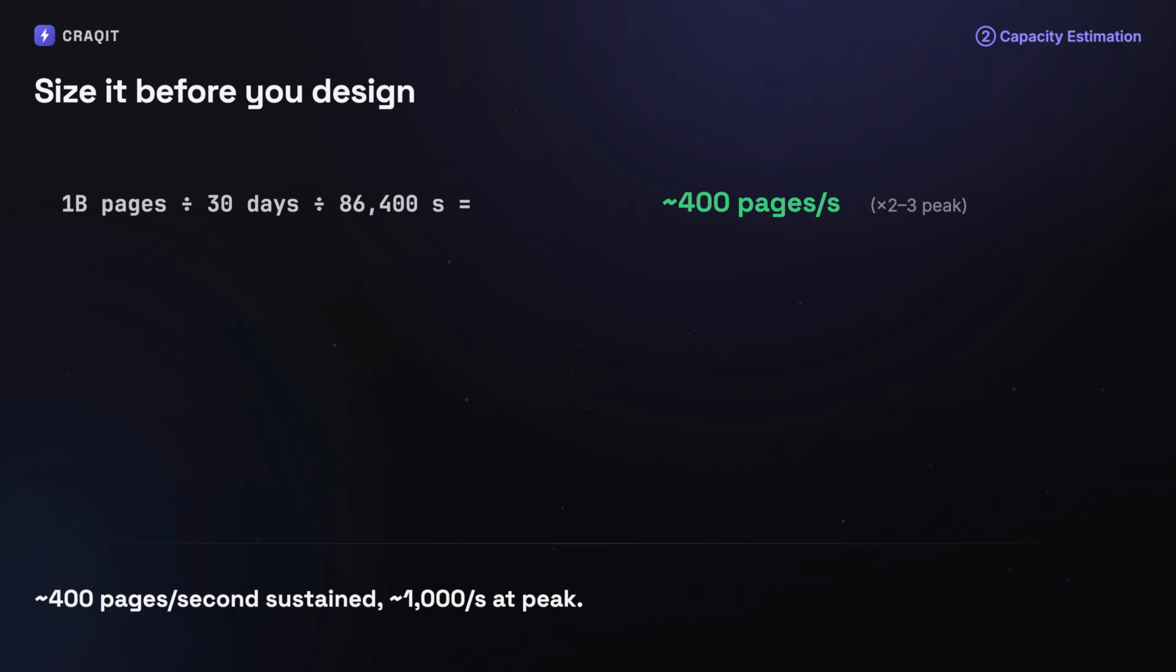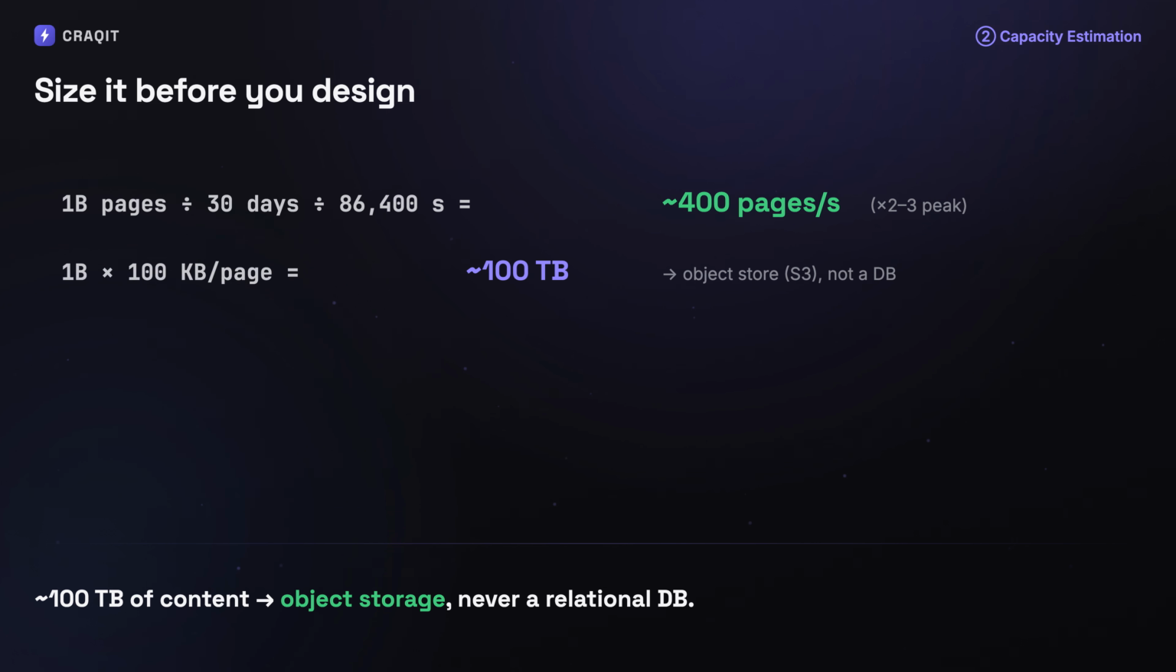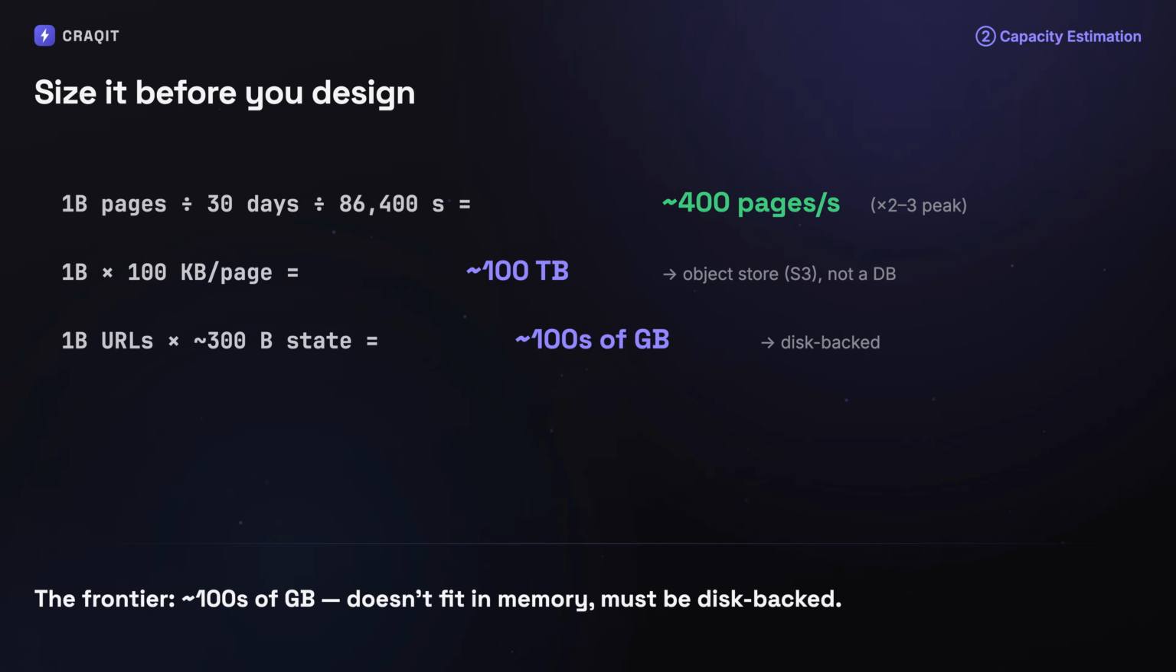Now storage. At an average 100 kilobytes per page, 1 billion pages is 100 terabytes of raw content. And if you keep history and versions for freshness, that's petabytes. 100 terabytes is object storage territory, not a database. Next, the frontier itself. 1 billion URLs, each with a few hundred bytes of state, priority, next crawl time, retry count, is hundreds of gigabytes. That does not fit in memory, so the frontier must be disk-backed.